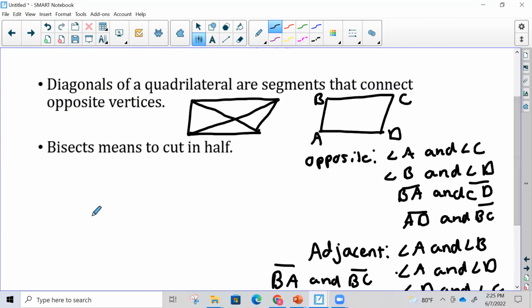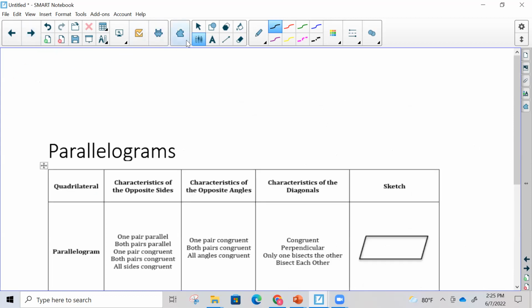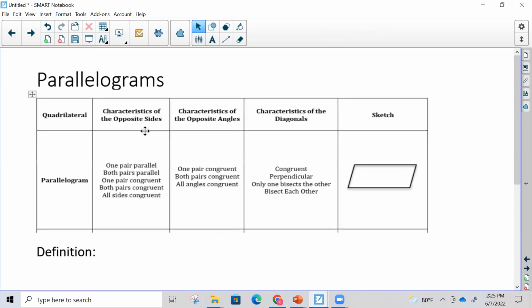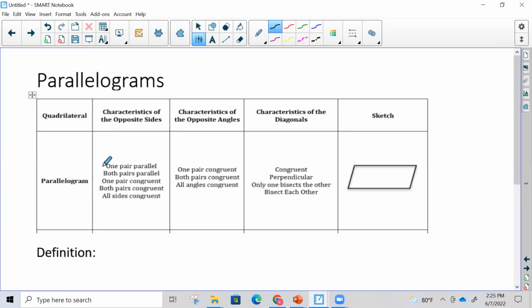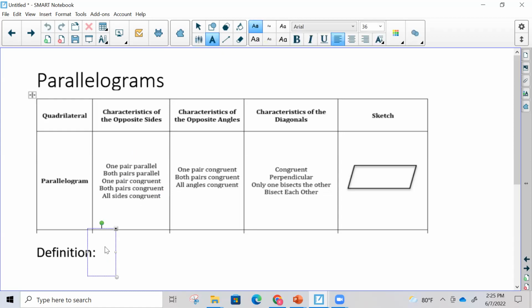The other thing we talk about is bisect. Bisect means cut in half or go through the middle. And we will talk about that mostly when we come to diagonals in this case. So we're going to look at the different types of quadrilaterals. The one type is a parallelogram. And we're going to define a parallelogram and then write out the characteristics.